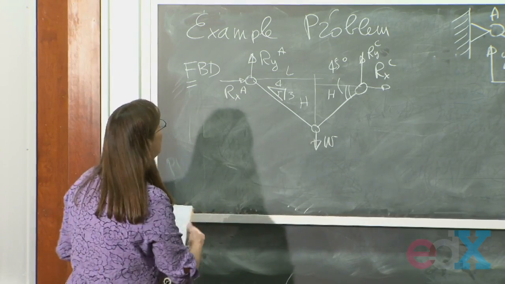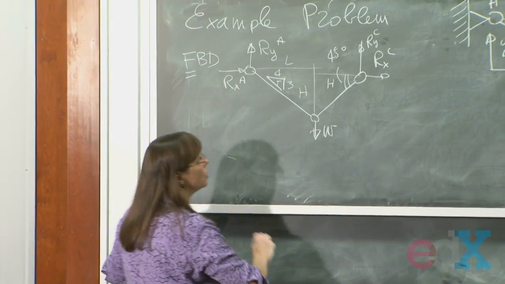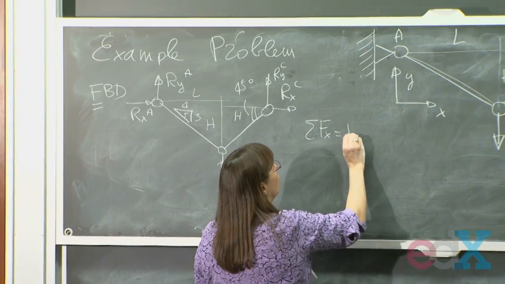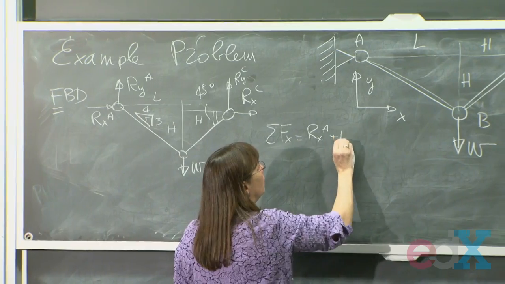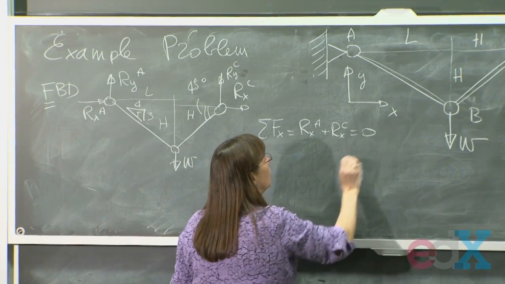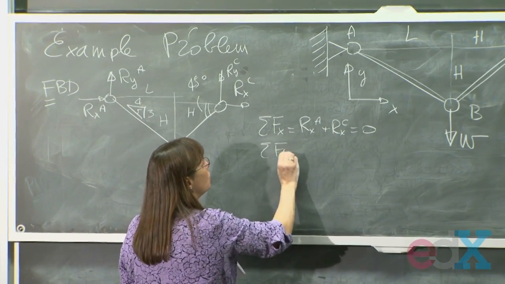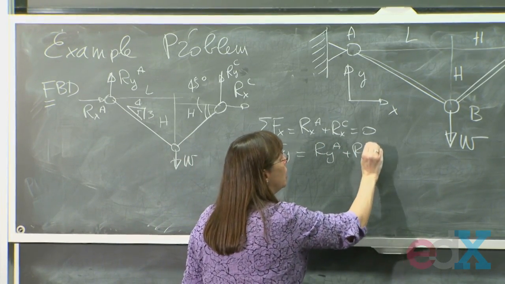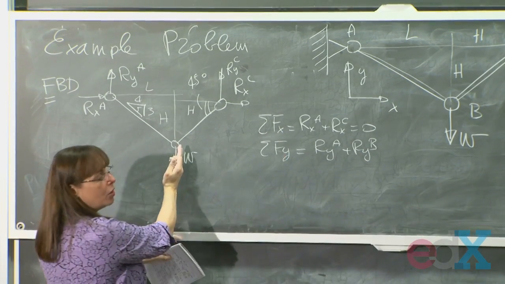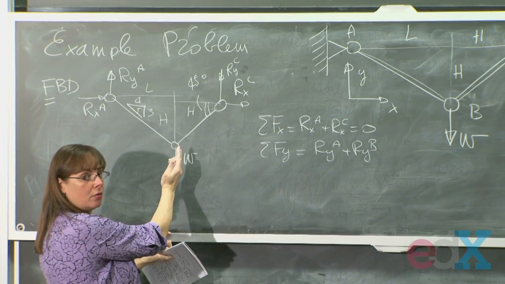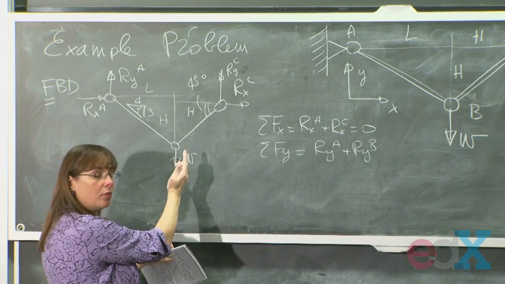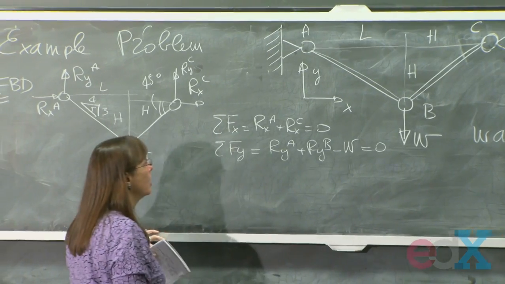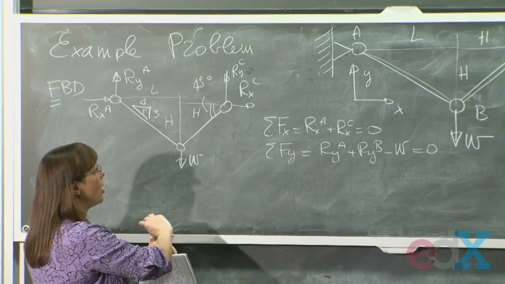Okay? So let's do the sum of the forces X, sum of the forces Y, and sum of the forces Z. So I do sum of the forces X equal RXA plus RXC equal to 0. I do sum of the forces Y equal to RYA plus RYC. Now W, is it plus or minus W? On the Y equilibrium? Minus. Minus W equal to 0. I'm not done, because now I also have moments.